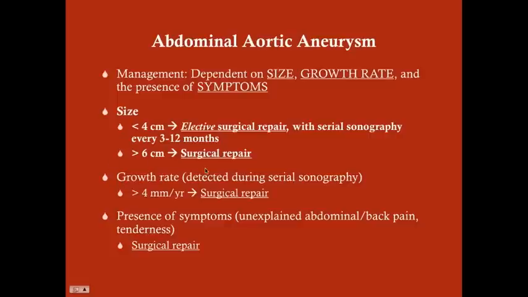Okay, so the growth rate, and this is why we do the serial sonography, if the aneurysm is growing more than 4 millimeters, which would be 0.4 centimeters per year, then you're going to do surgical repair. So some patients, even though they may not be in that greater than 6 centimeter range, if their aneurysms are growing at a fast rate, then we're going to want to operate on them. So growth rate more than 4 millimeters per year, they get surgical repair.